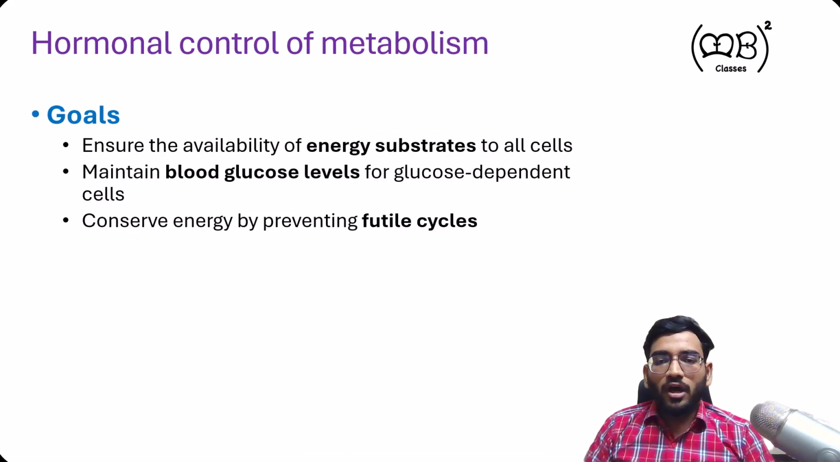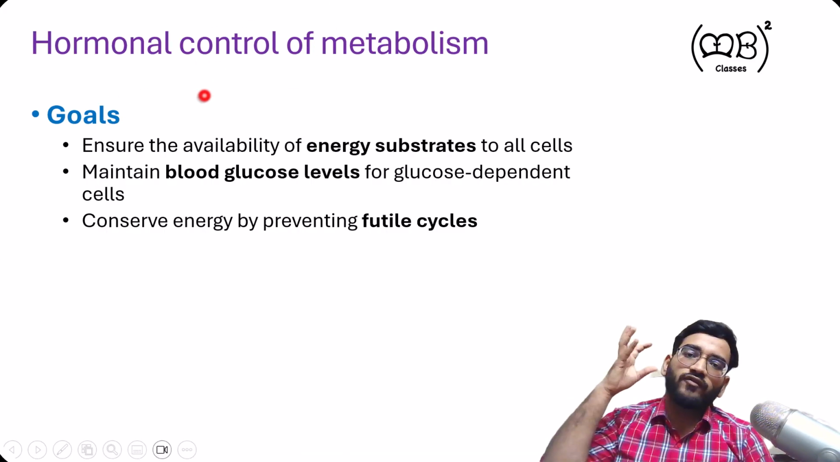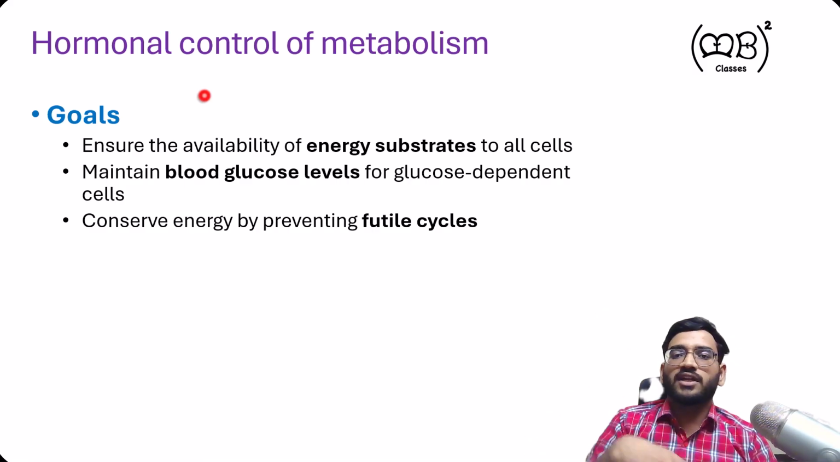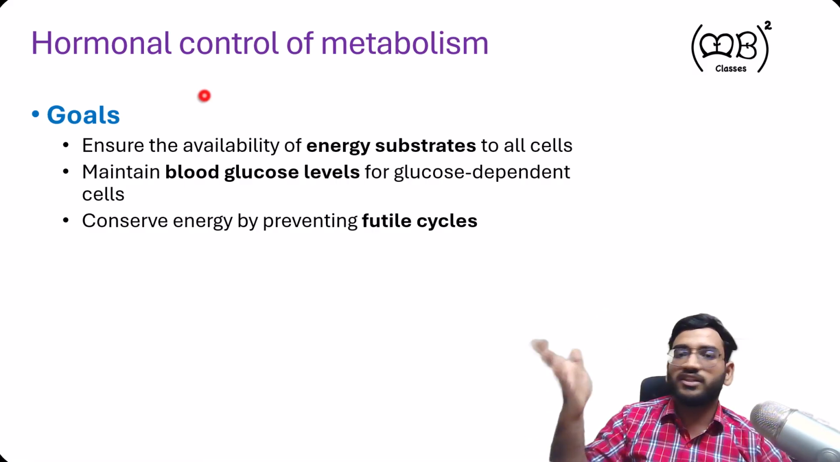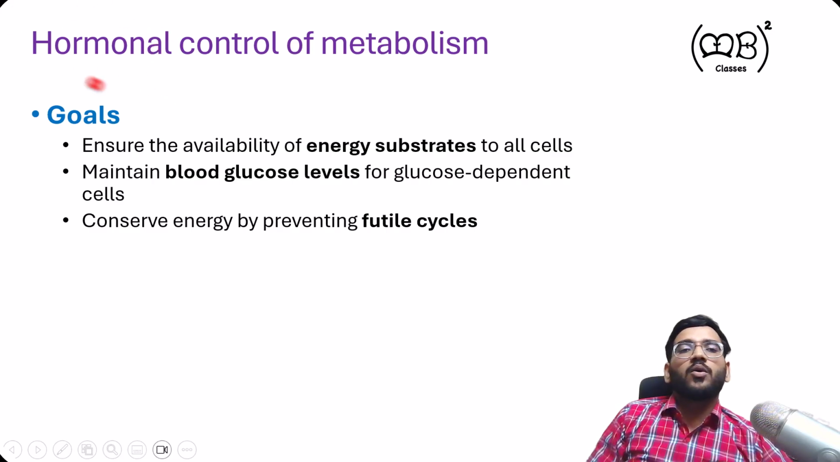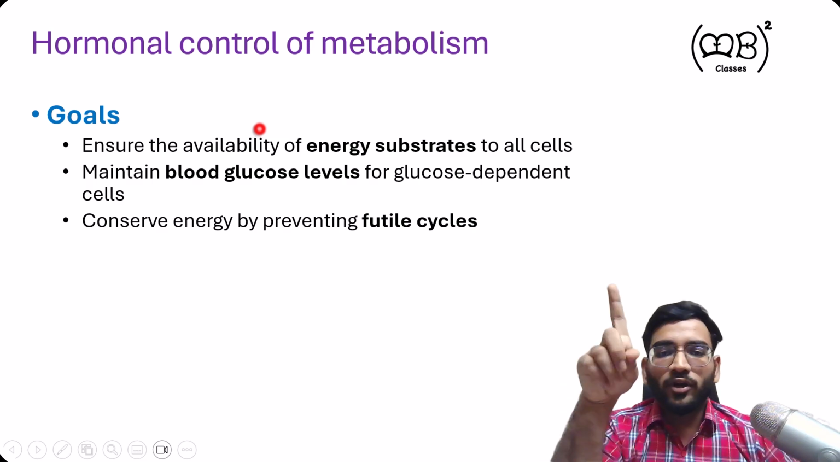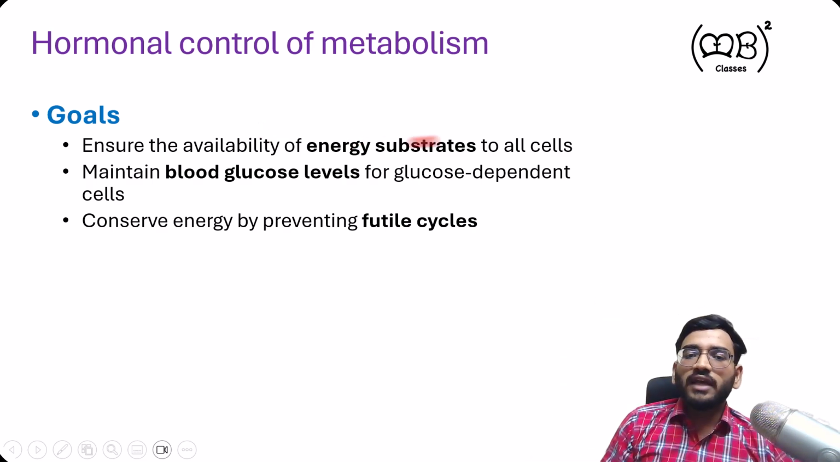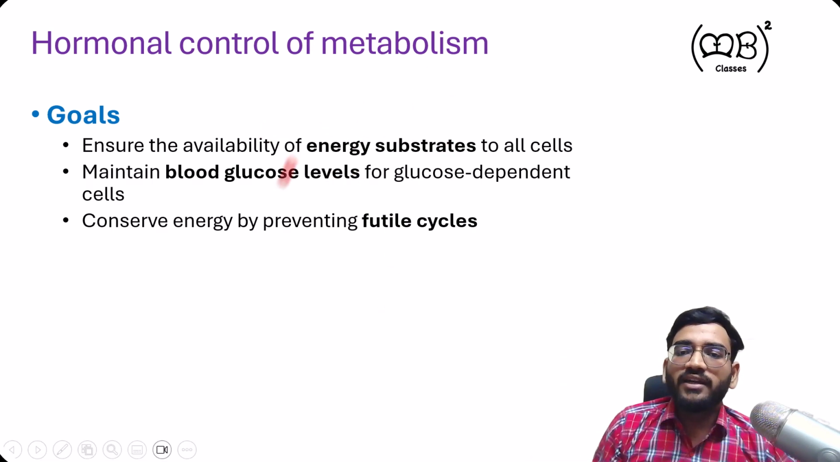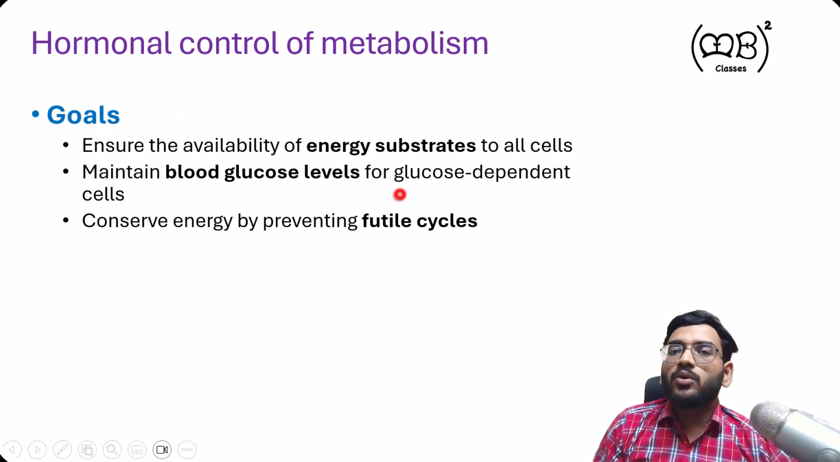Okay. So now we'll be going into the hormonal control of metabolism per se. We have talked about all the pathways which are happening in the fed, fasting, and starvation states. Now how is this controlled by hormones? So what would be the goals of hormonal control? First, the important thing is to ensure the availability of energy substrate to all the cells, and second is to maintain blood glucose levels. So these are two different things.